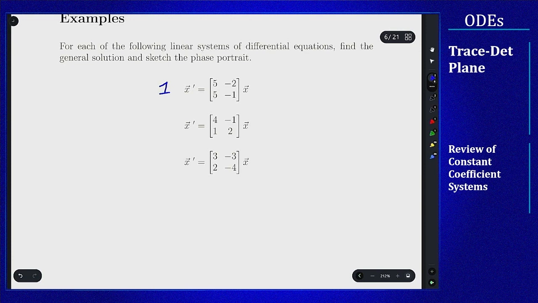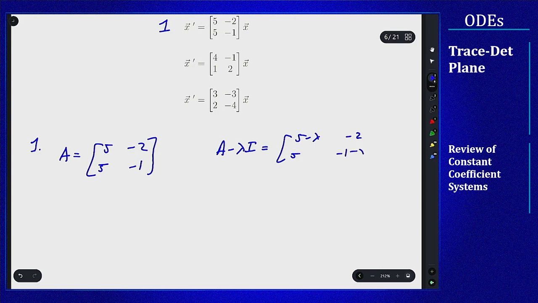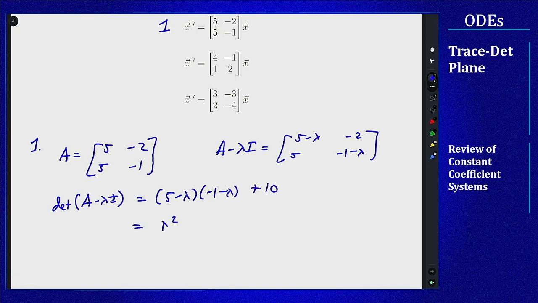For this one, we have the matrix 5, -2, 5, -1. And we can start by finding the eigenvalues and eigenvectors for this matrix. So for this, A minus lambda I is given by 5 minus lambda, -2, 5, -1 minus lambda. And so the determinant, giving the characteristic polynomial of this matrix, is (5 minus lambda)(-1 minus lambda) plus 10. This is lambda squared, plus 1 minus 5 is minus 4 lambda, and I have minus 5 plus 10 is plus 5.